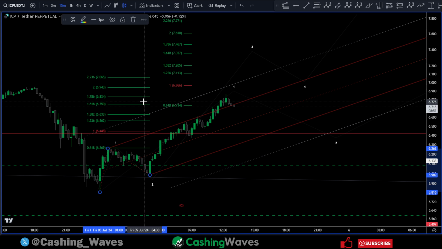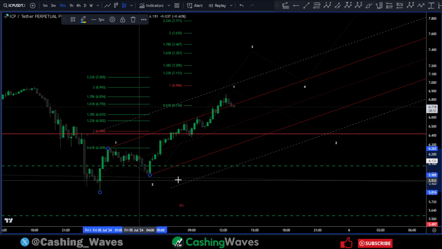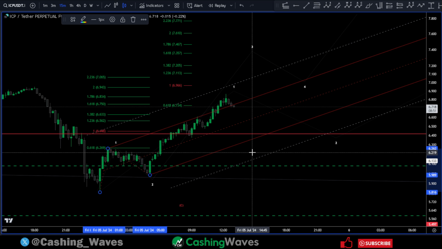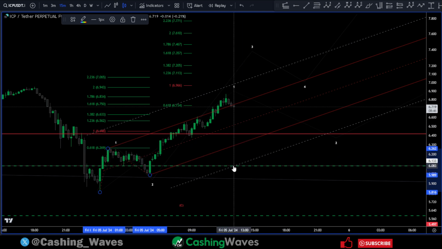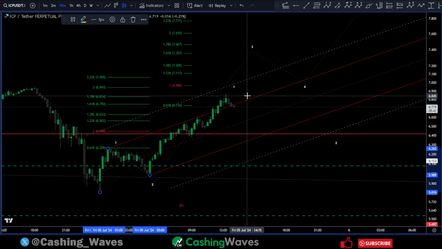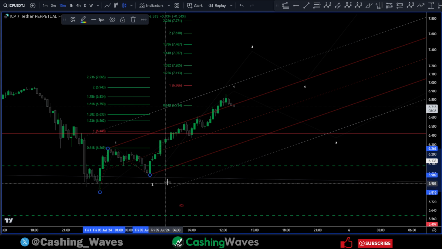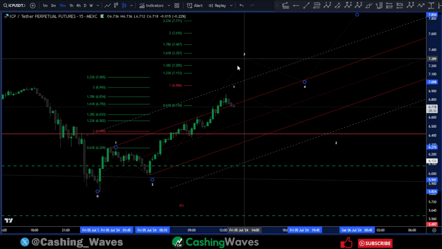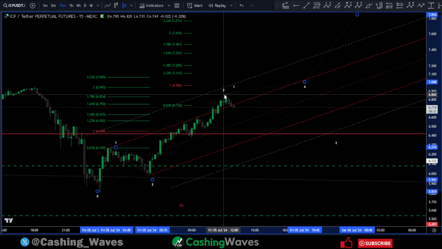We're currently at that. You're going to see a lot of overlap on the smaller time frames. It doesn't mean there's not 5 waves there. It's just very noisy. So keep that in mind. That's why further out time frames kind of rule everything. So as of right now, I'm just looking for a 5-wave pattern.